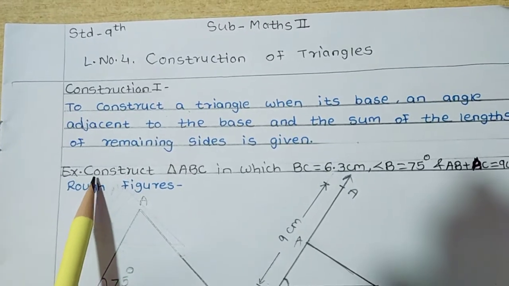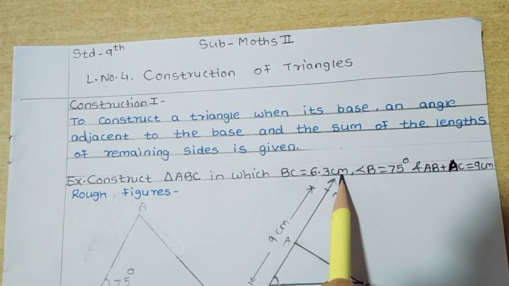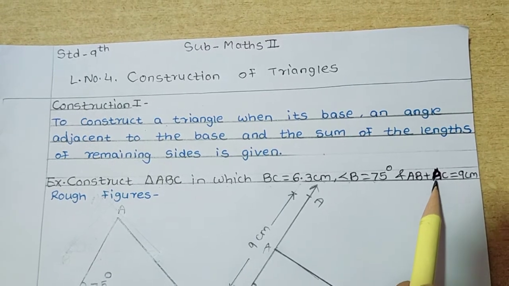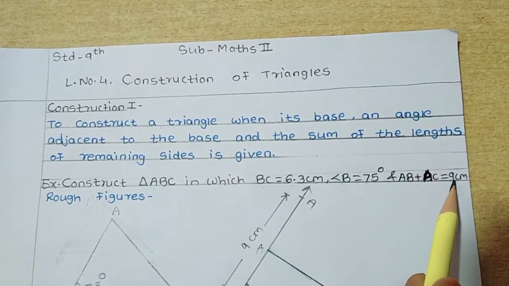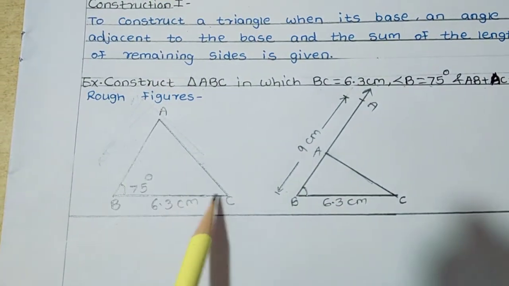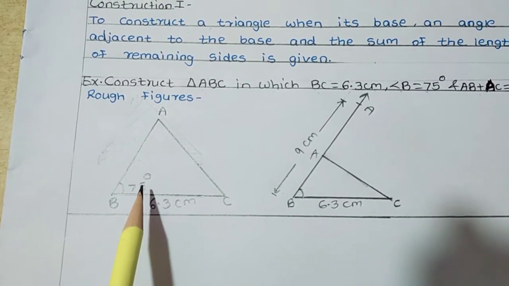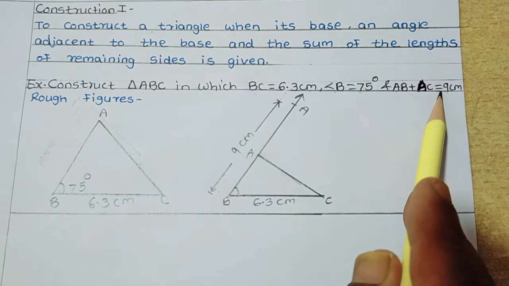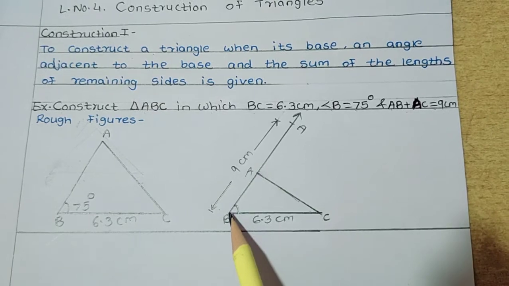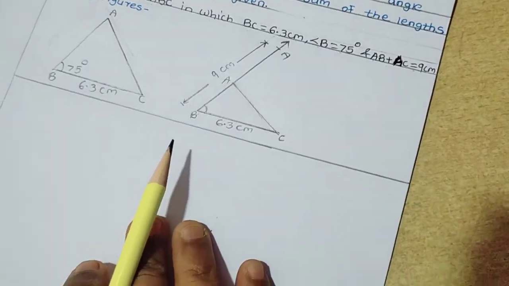An example is: construct triangle ABC in which BC is 6.3 centimeter, angle B is 75 degree, and AB plus AC is 9 centimeter. Now first we will draw rough figures. Triangle ABC is like this, whose base is given as 6.3 centimeter and base angle is 75 degree. But the sum of the other two sides is given as 9 centimeter. That's why when we draw triangle ABC, we have to take BD as 9 centimeter. Now I will show you how to construct this triangle.